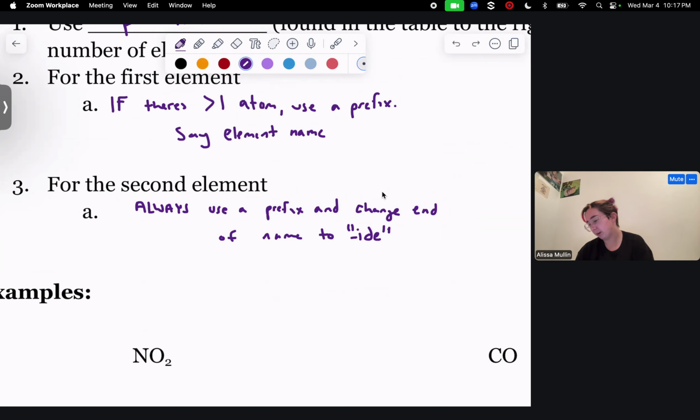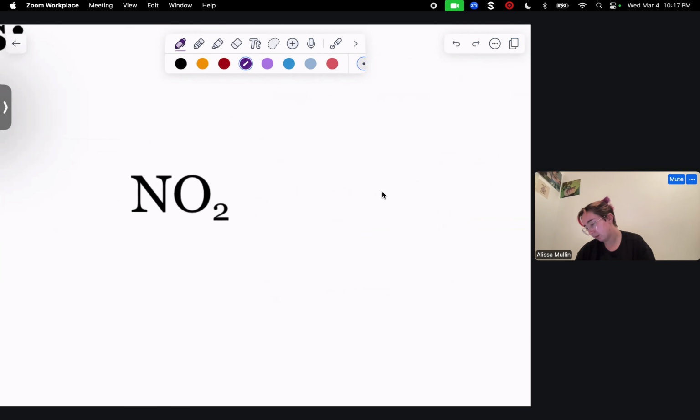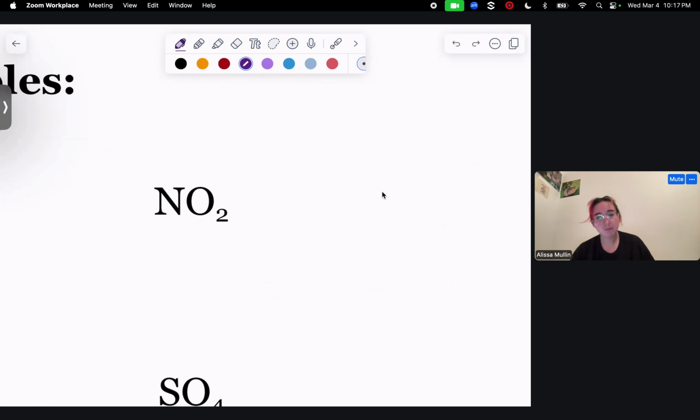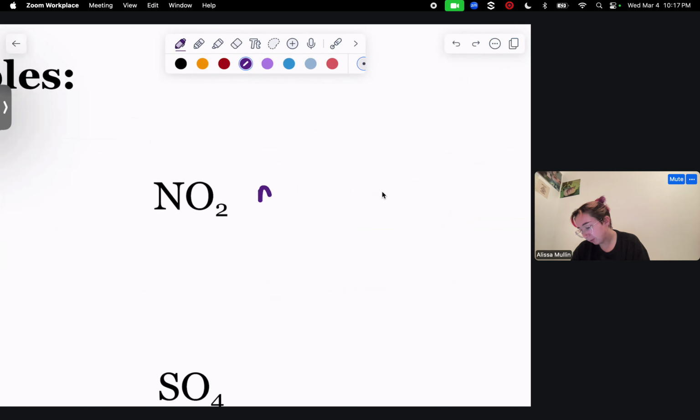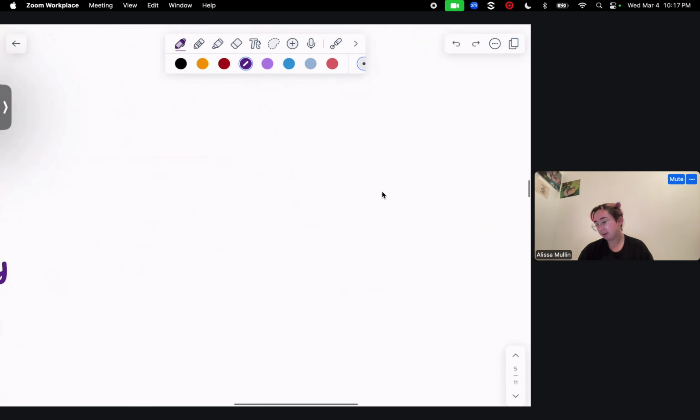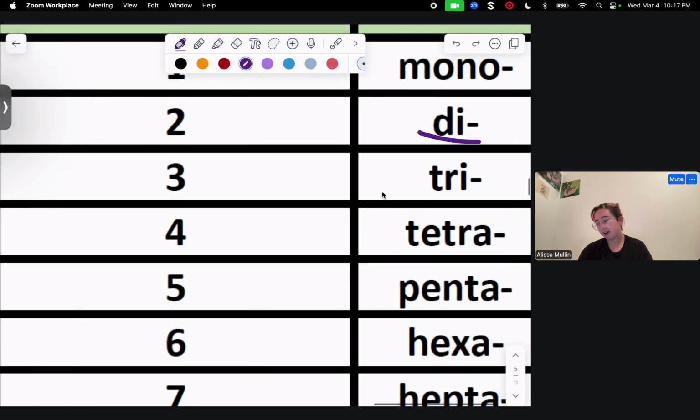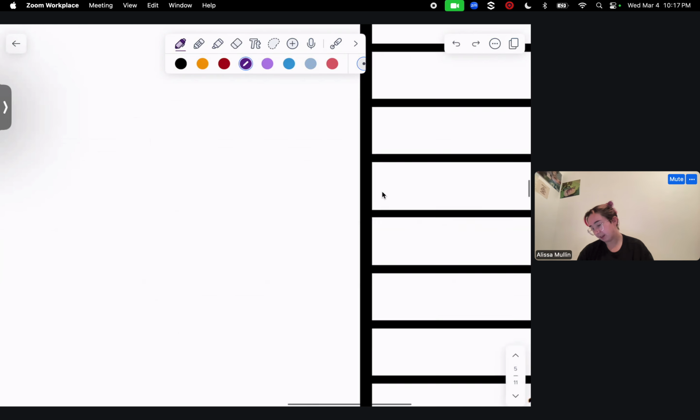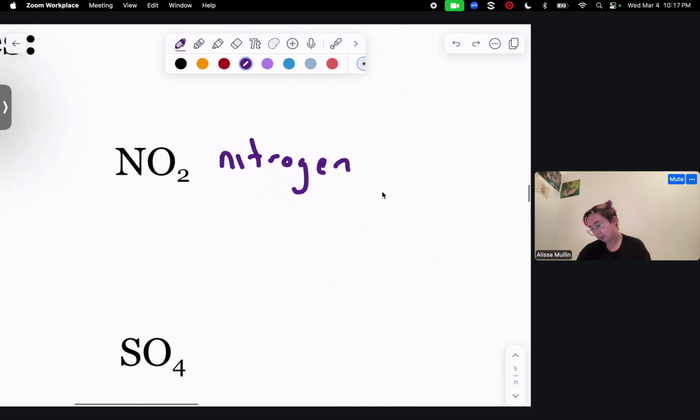If there's more than one atom of the first element. So N is my first element. There's only one. So for the first element, I don't have to use the prefix if there's only one. And then for my second element, it's this O. And I see that this means that there's 2 of the O's. So that means I have to say di at the front of my second word. So I say di, again, because there's 2 of them.